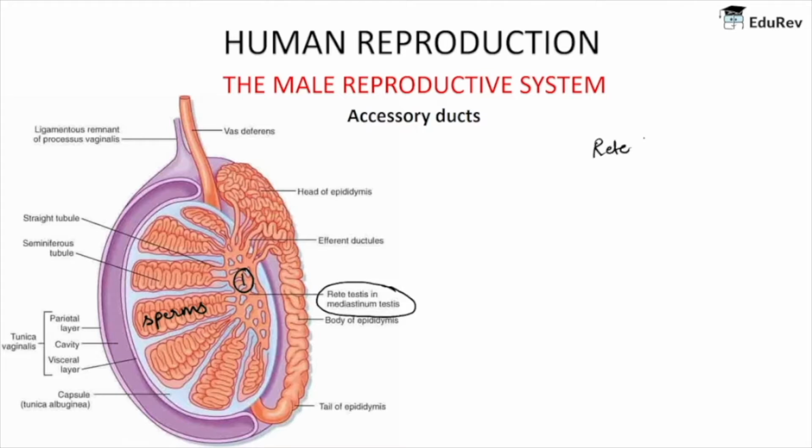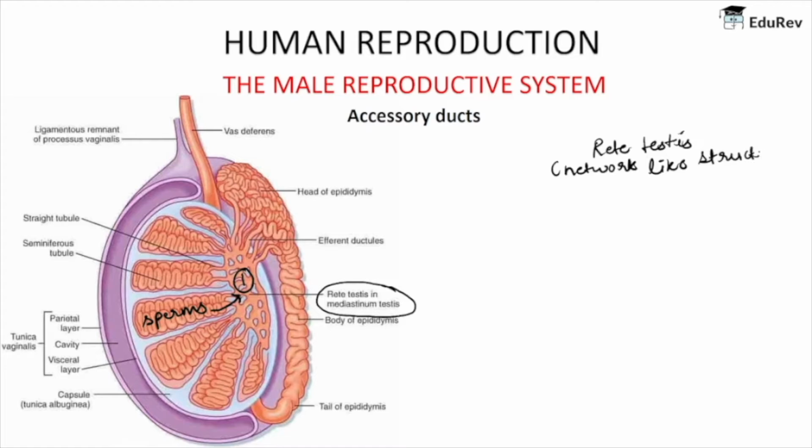Remember one thing, you have to remember this pathway. Whatever pathway we are studying here, you have to remember all of them, because all these topics are very important for either your final exams or NEET. Moving further, now the sperms have reached the rete testis. I am writing down here, it is a network-like structure.